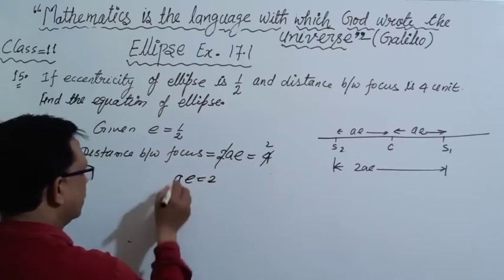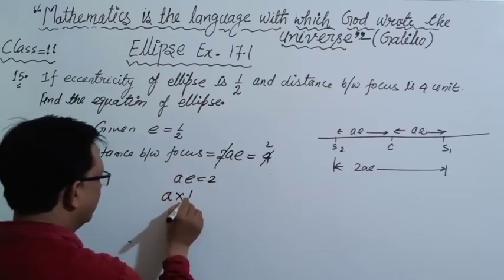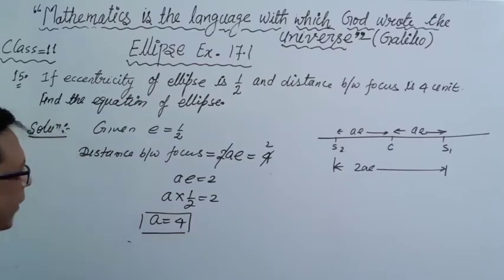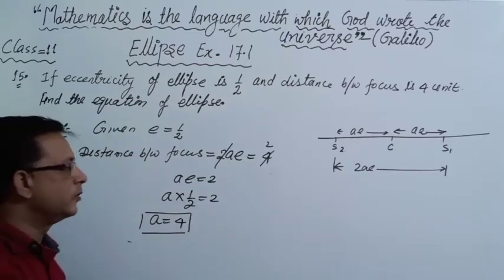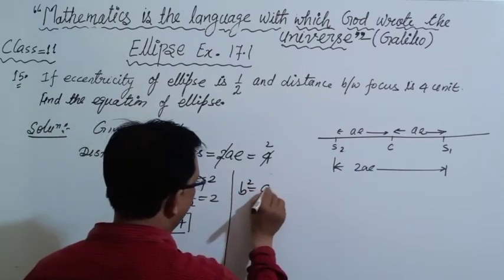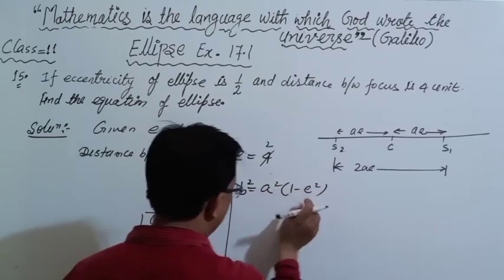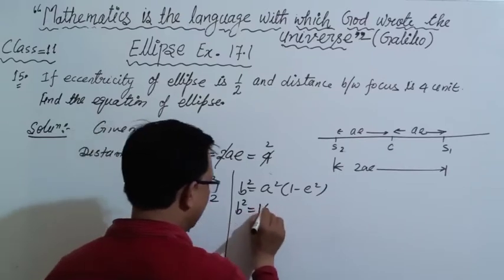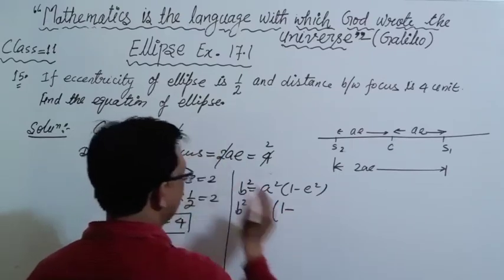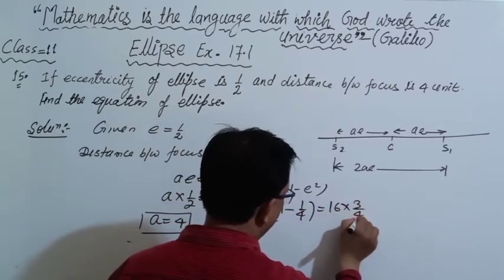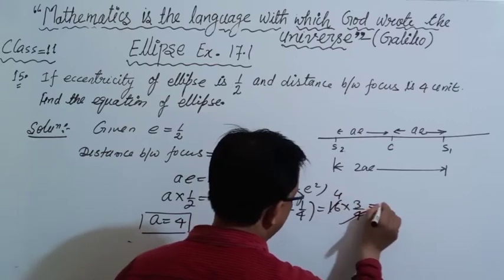Now here we substitute the value of E. So A into 1/2 is equal to 2, so A is equal to 4. Now we have found A. With the help of the eccentricity equation we find B also. B square is equal to A square into 1 minus E square. This is your formula. Now we substitute the values. A square means 16, and 1 minus E square means 1 minus 1/4, which is 3/4. So this is 16 into 3/4, and 4 into 3 is 12.